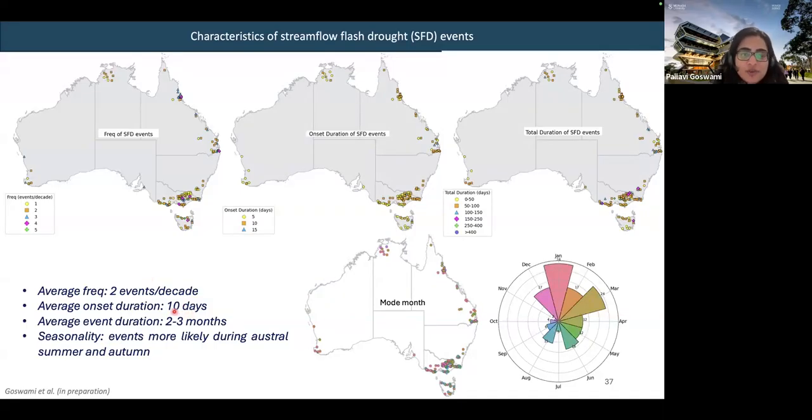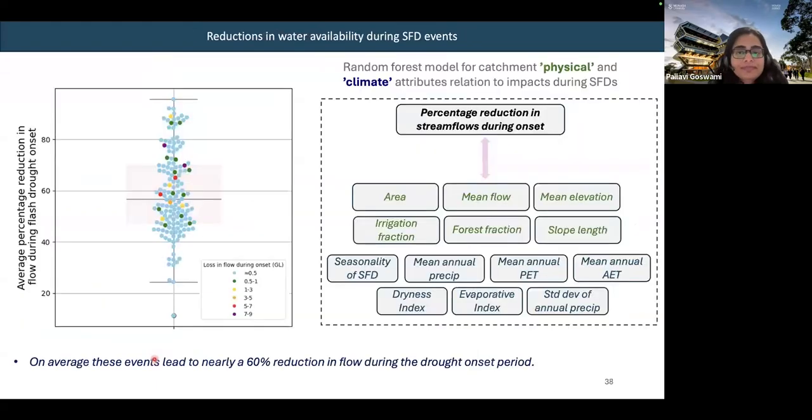The onset duration on average is 10 days, which is very alarming because that means you can lose a significant amount of water when these events happen. And when these events do happen, they last around 2 to 3 months, which can be pretty significant if, let's say, the streamflows were feeding into reservoirs or providing important ecosystem services downstream. Most of them were observed during the austral summer and autumn.